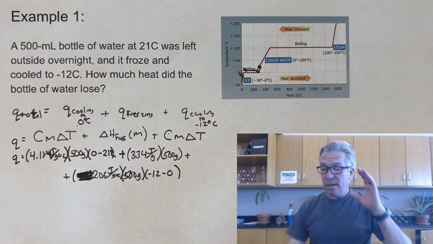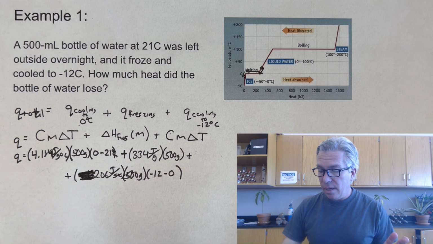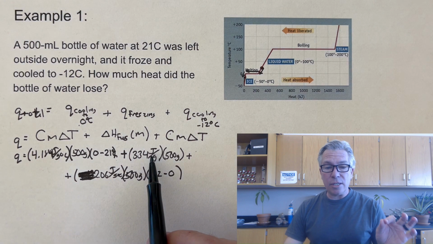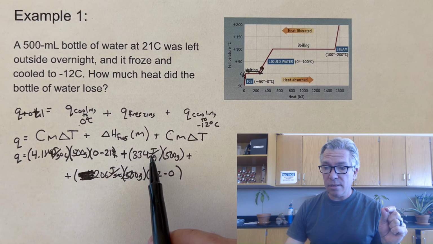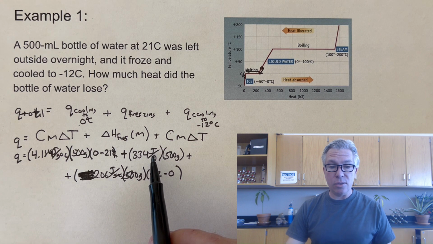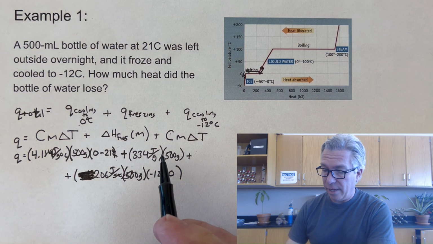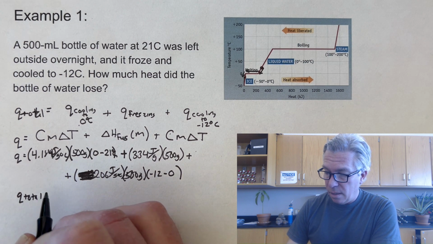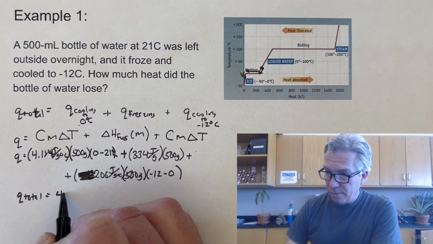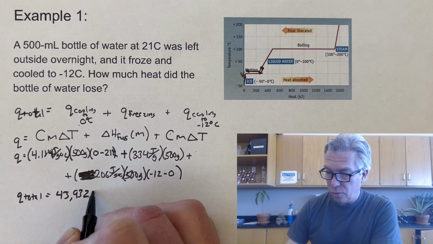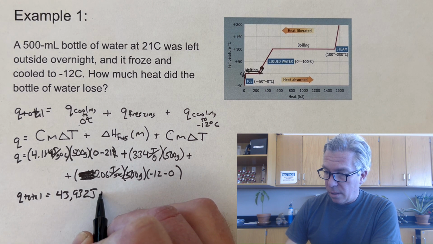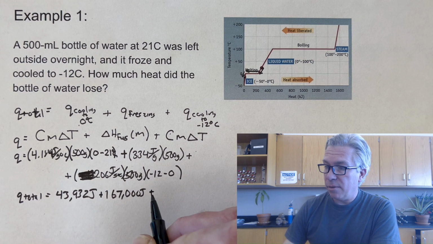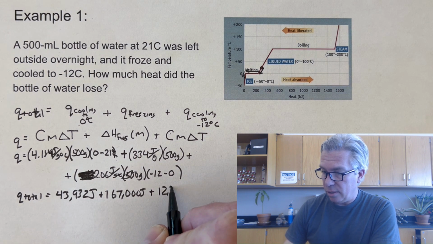And that'll give me another negative. Now, this product here is going to give me a positive answer, but I'm actually going to make it negative because I know that when it's freezing, it's going to be losing its heat. So it's a directional negative again. And so my 3 Qs, I got a Q total of, for the first part, 43,932 joules. For the second part, the freezing part, 167,000 joules. And for the third part, 12,360 joules.